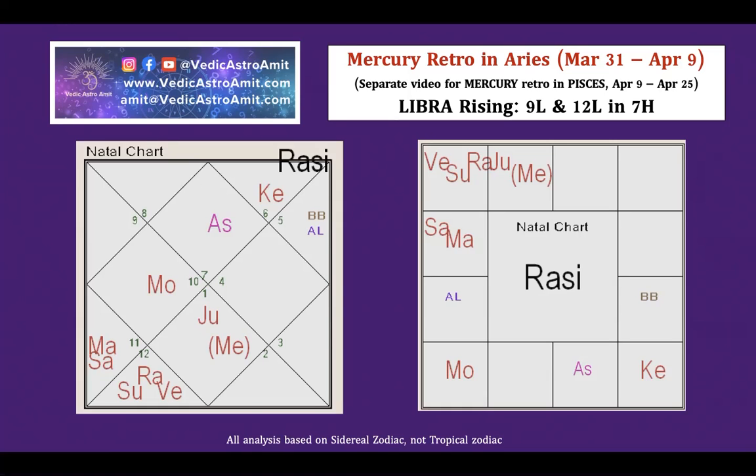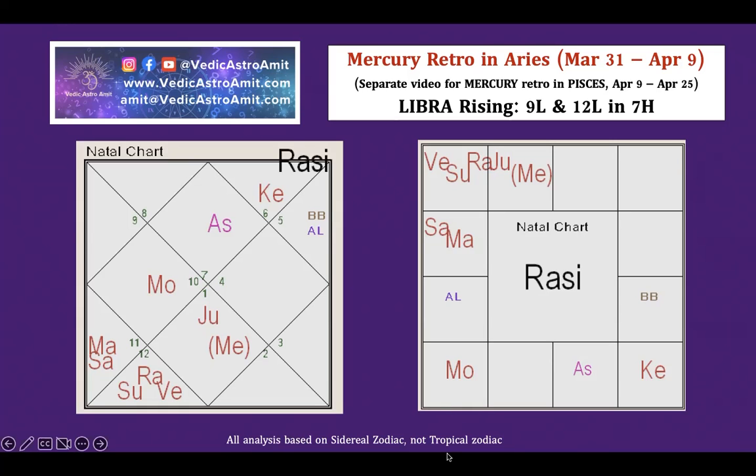This is a golden opportunity Mercury is giving you, going within, going back to the past lives, maybe figuring out what might have occurred in the past life. So just get rid of all of that past karma. So this is what Mercury retrograde will do for you for Libra rising.